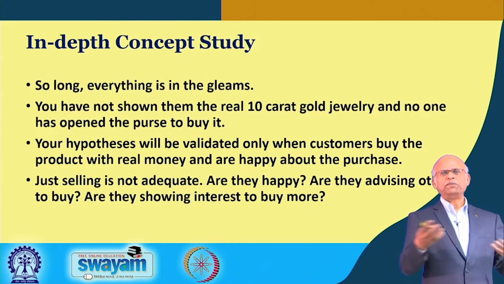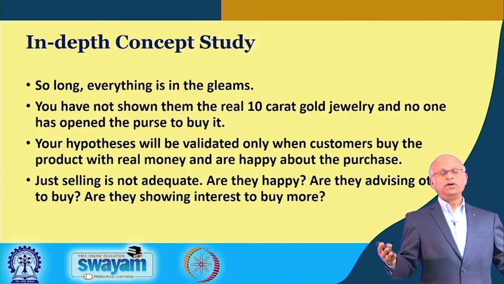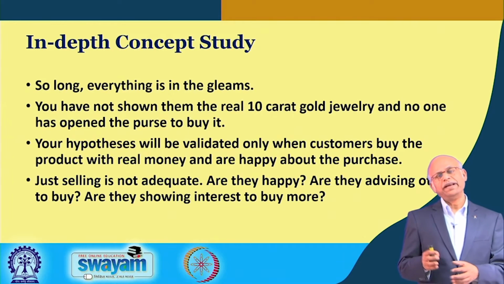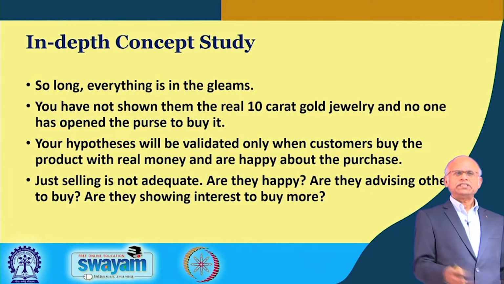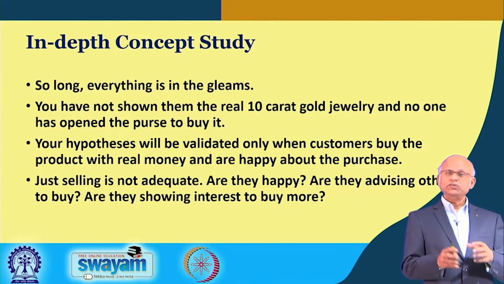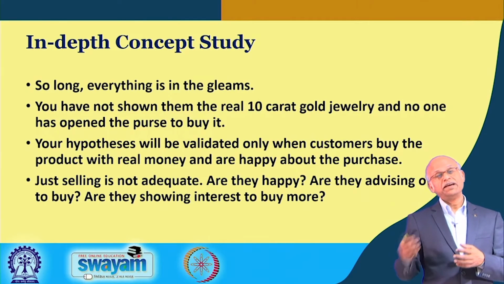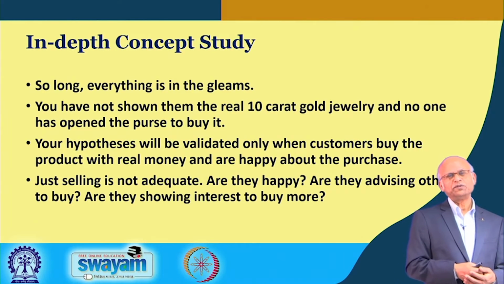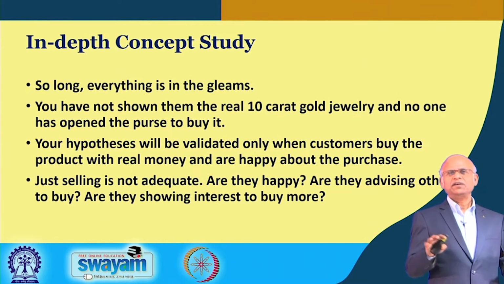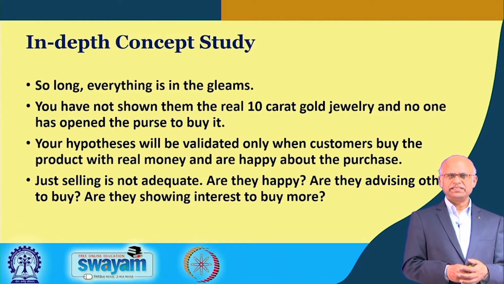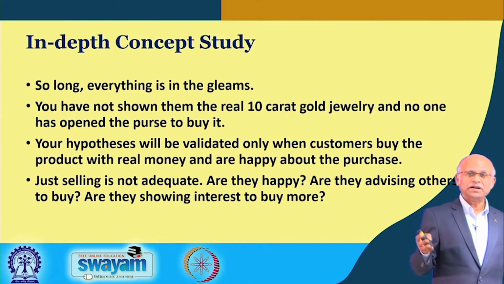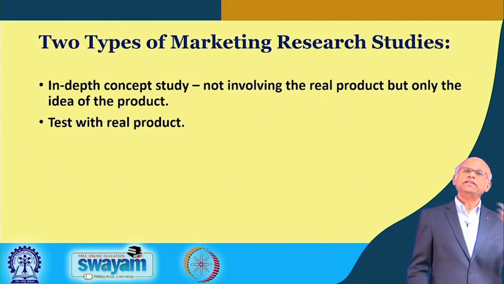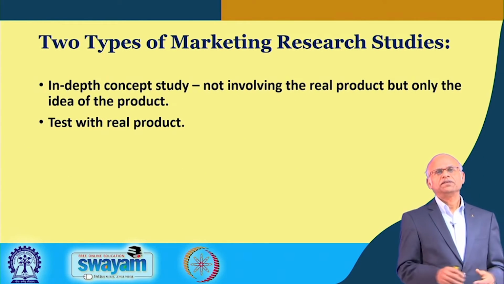You give them some samples and they buy it and wear it, and your hypothesis gets tested: yes, 10 karat gold jewelry is going to be liked by people, etc. Just selling is not adequate. They have to be happy. Suppose they buy it and they feel, oh my God, I have spent so much money and this does not look nice, obviously your hypothesis is not tested. So, are they happy? Are they advising others to buy, or are they showing interest to buy more? Only then is it validated.